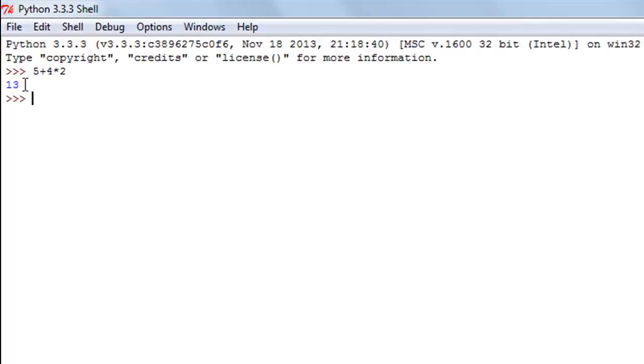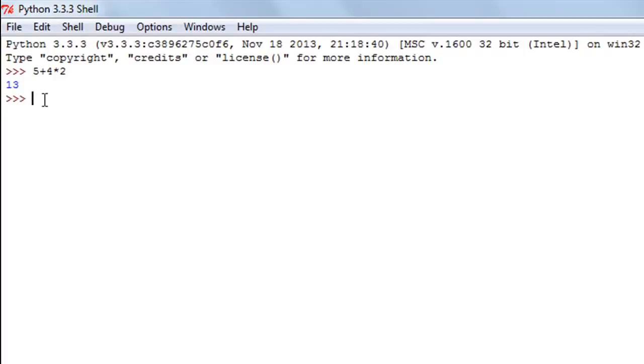When I press the enter key, I get 13 as the result instead. Why has this happened? It has happened because the multiplication operator enjoys a higher precedence than the addition operator. So what happened instead was 4 was multiplied by 2 before 4 was added to 5. So 4 times 2 is 8, and then 8 was added to 5 to get 13. We were expecting it to return 18, but we got 13 as the answer instead. So this is how operator precedence can ruin your life.